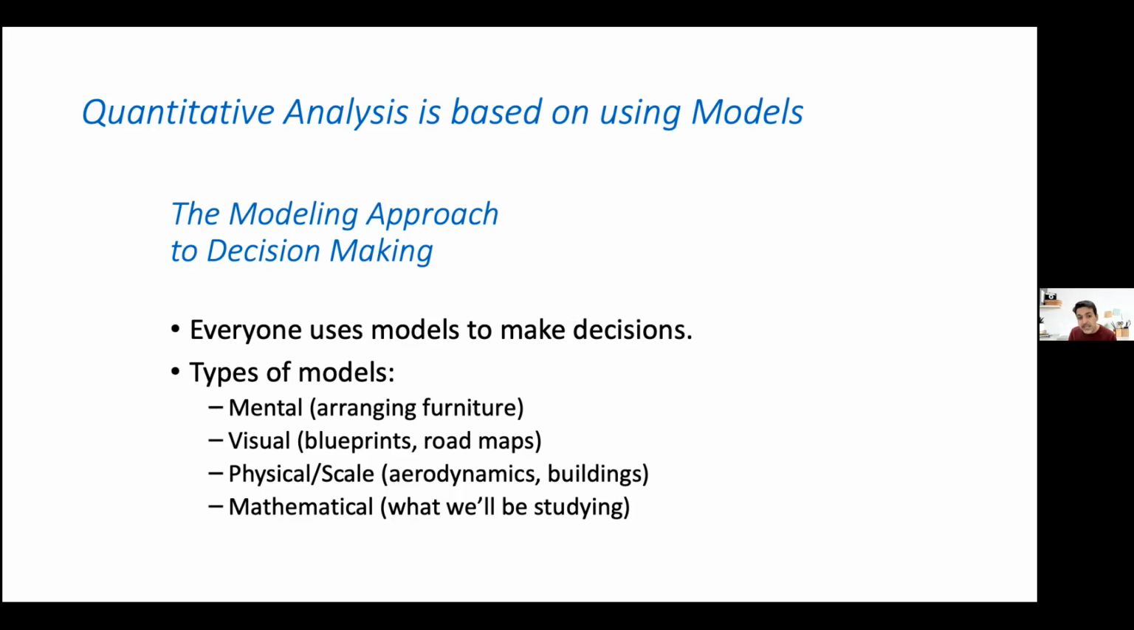Visual is something that you can see. It's a model that you can see, but it's not 3D. It's kind of like a 2D blueprint, roadmap, something that is visual but still not physical, because physical, the next one, which is the scale model, is a 3D model. So that would be a 3D model, like a small model of a house. And the 4th one is mathematical. And that would be something we're going to deal with. So mathematical is the one that we're going to focus on in this course.